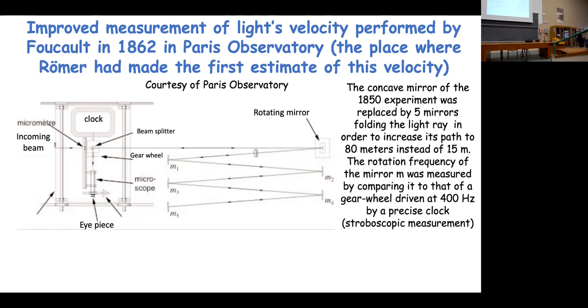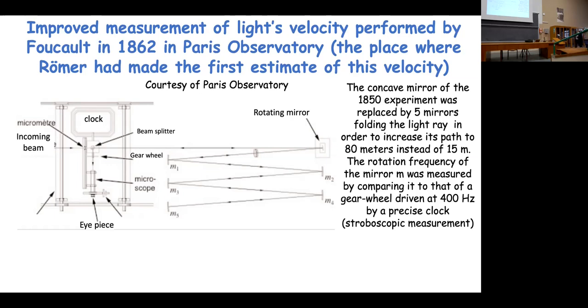So he got a much larger angle when he did the experiment. In fact, when the light is coming back, it goes here. You have a beam splitter, he has a microscope and an eyepiece, and he's looking at the spots exactly in the same way as he did before. And the other trick is that in order to measure the frequency at which the mirror was rotating, he compared this rotation with the rotation of a gear wheel here, which was driven by a very precise clock. And he did a kind of stroboscopic experiment. He compared the two velocities in this way and was able to measure with precision the velocity of his mirror.